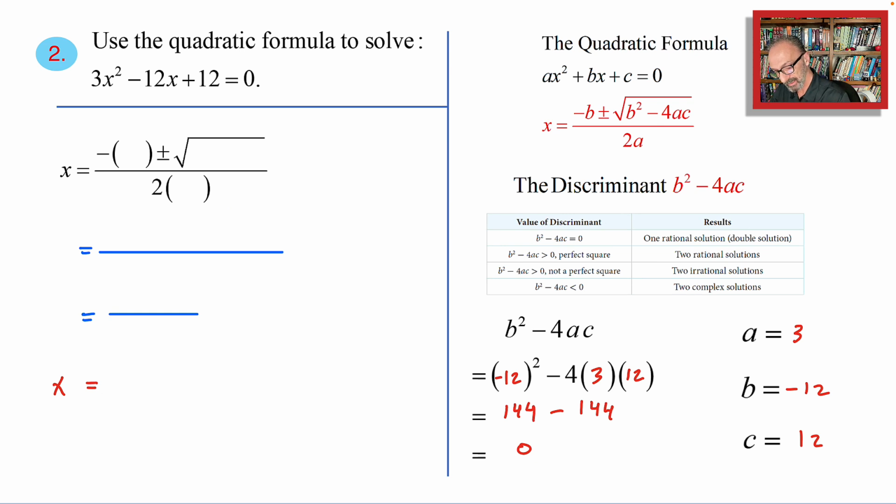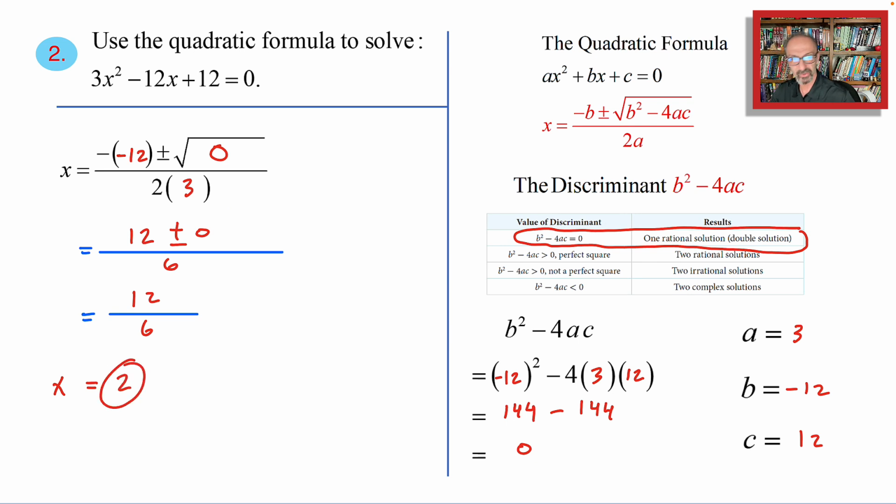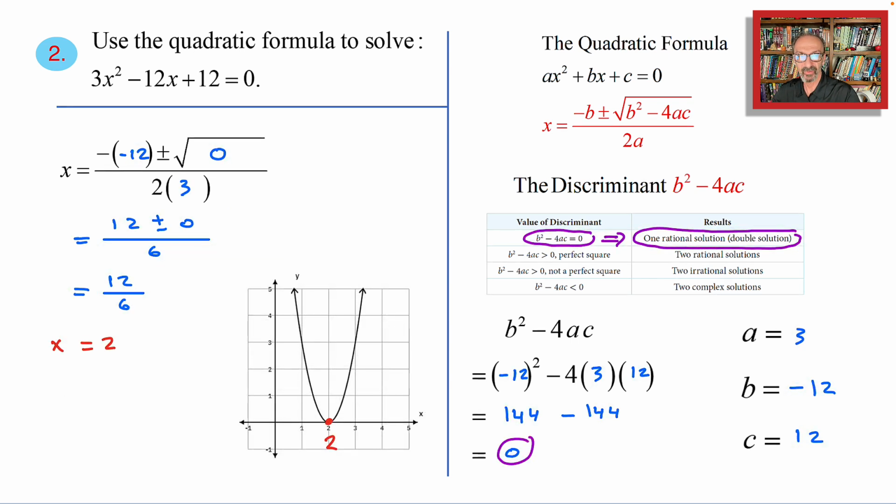So that is case number 1. When the discriminant is 0, we have only one answer, and it's a rational solution. Going to the left, the discriminant is 0, minus b, which is the opposite of negative 12, over twice a, and a is 3. That's positive 12 plus minus 0 over 6, which is 12 over 6, and it's only one answer, one real solution, which is 2. To support that graphically, I have the following, and this is usually called a double solution, as you could see right here.